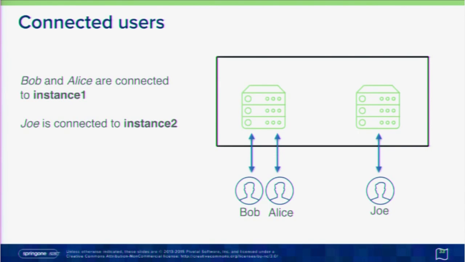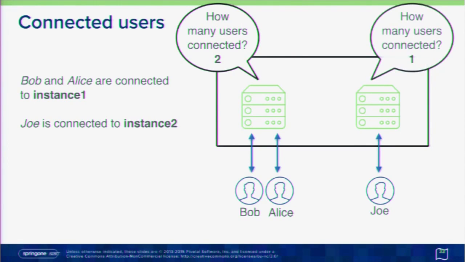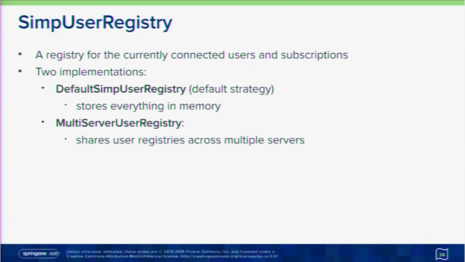But even if the second instance can resolve the destination, if we have the same scenario and we ask this first node how many connected users we have, that's going to say 2, because we have 2. And if we ask this second instance how many connected users we have, that will say 1. But that's not the whole picture, because in our application we have 3 connected users.